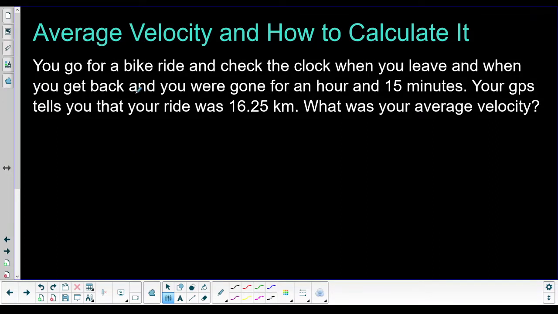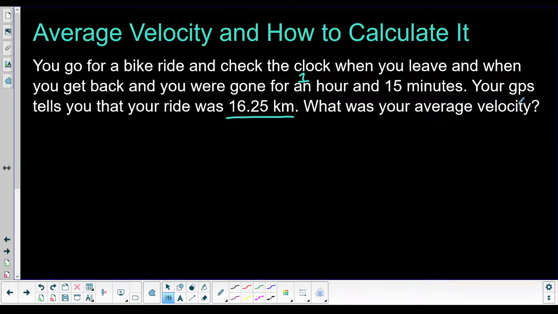Okay. It says you go for a bike ride and check the clock when you leave and when you get back. And you were gone for an hour and a quarter, which is a fancy way of saying 1 hour and 15 minutes. Your GPS tells you that your ride was 16.25 kilometers. What was your average velocity?